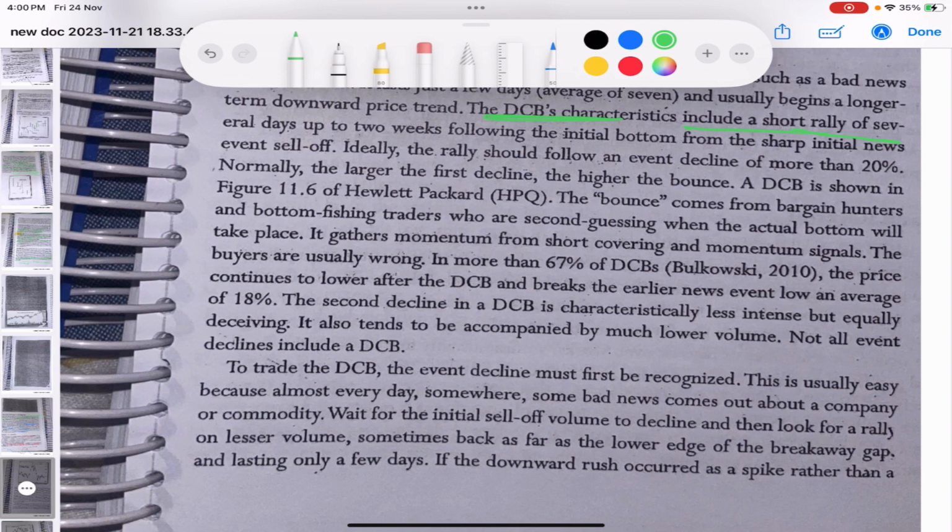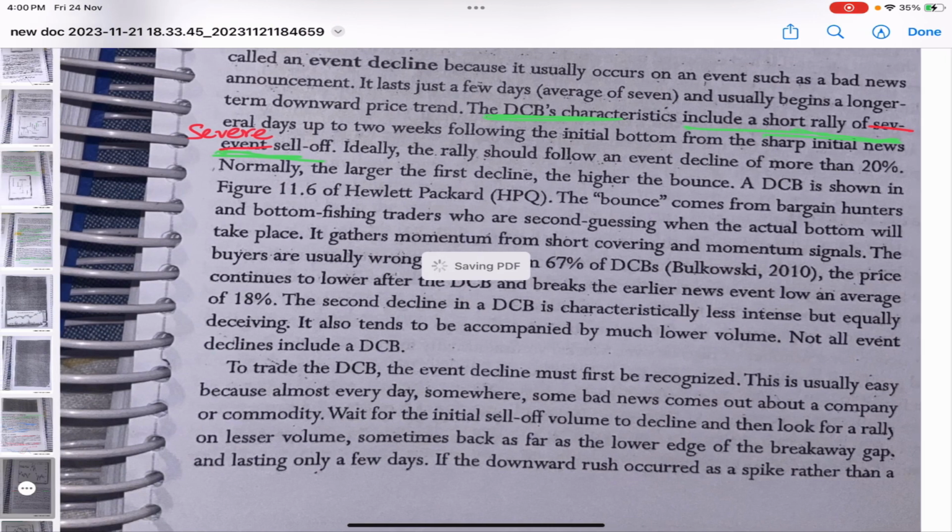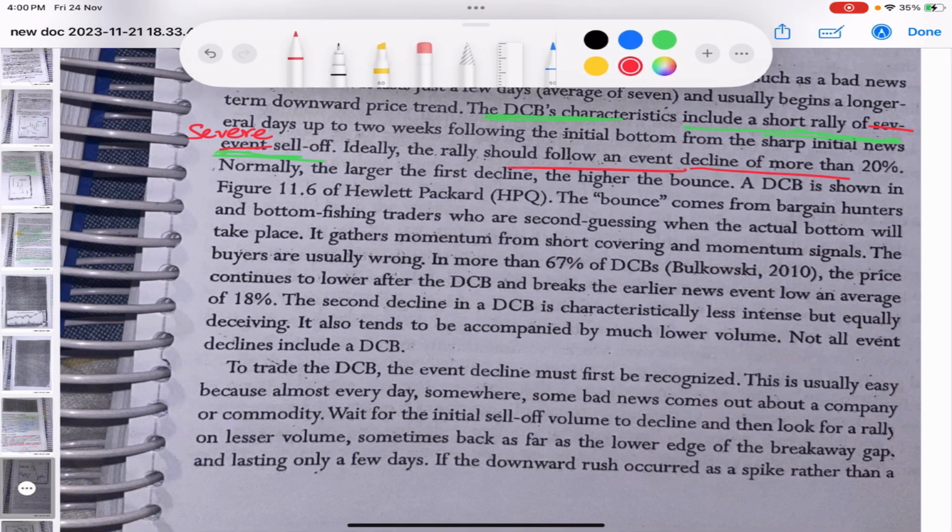it will include a short rally after a severe sell off. Yeah, so it is going to have a short rally after a major, severe sell off, and you are going to identify it with that. And ideally you need to keep in mind that the rally should happen after an event decline of more than 20%.